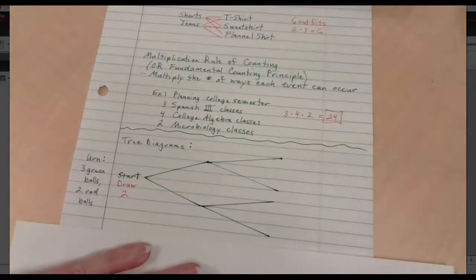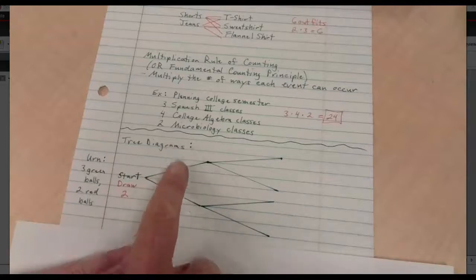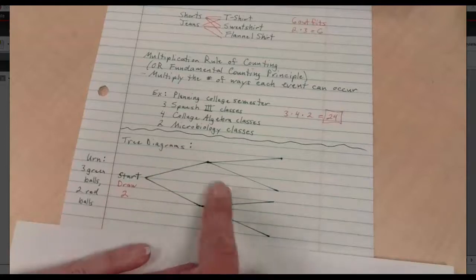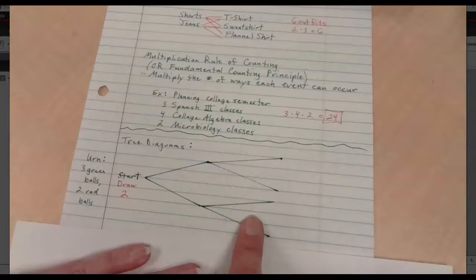Anyways, we are going to draw 2 balls out of this urn. And so we can see one set of branches is going to be the first draw, and the second set of branches is going to be the second draw.